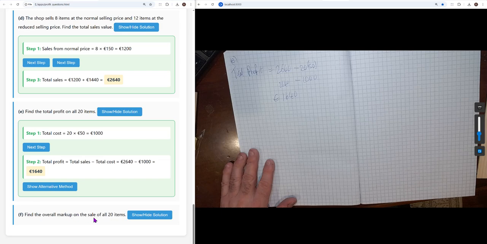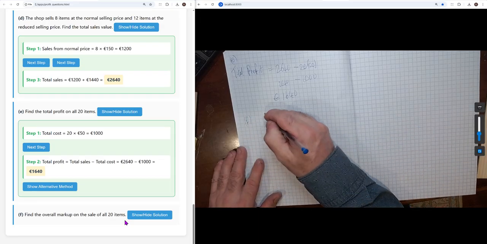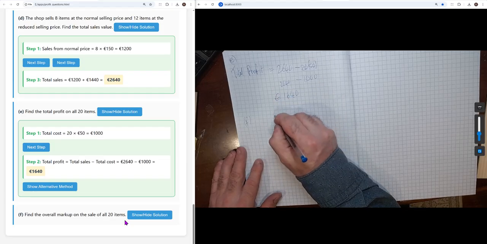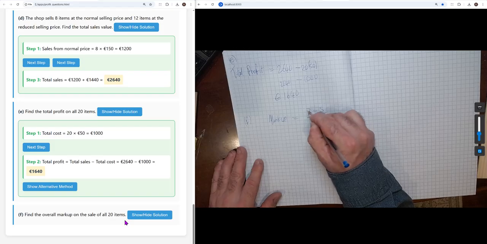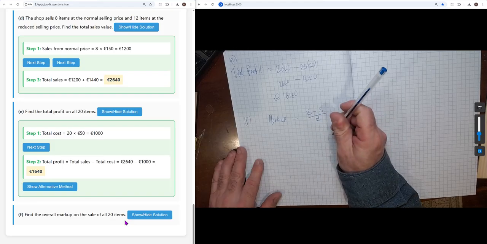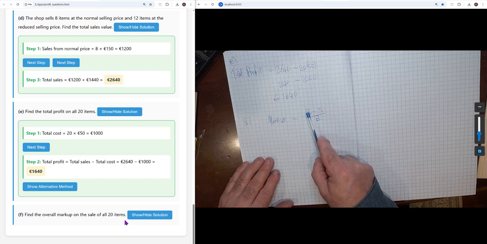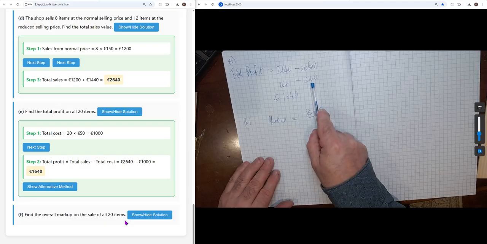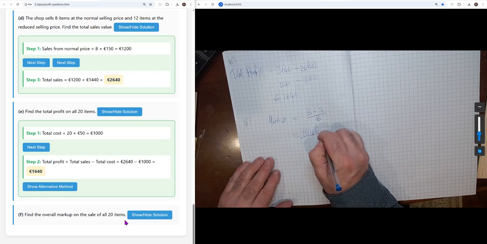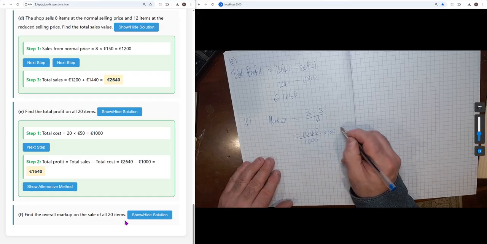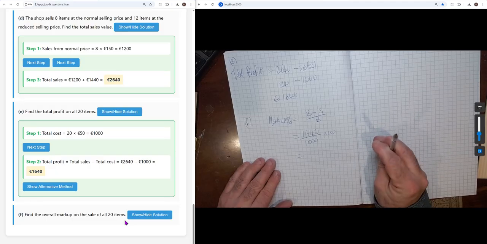Find the overall markup on the sale of all 20 items. A, B, C, D, E, F. And we have markup. We remind ourselves of the general formula. Markup compares profit to buying. Our buying is 1,000. Our profit is 1640. And there's a times 100 here, which we don't put the percentage on, but remember our answer is a percentage. And that's equal to 164.